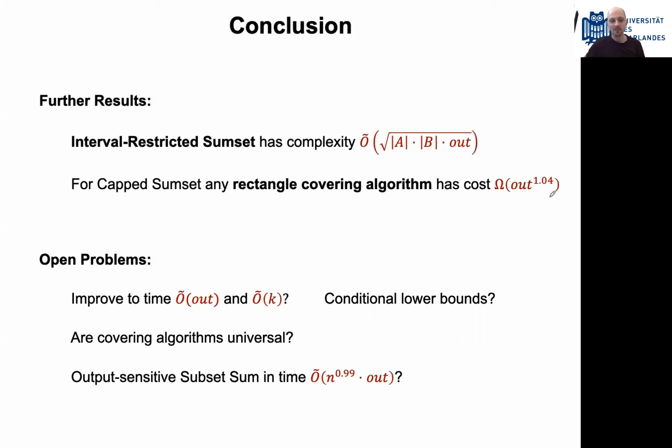Let me finish with this one open problem here. So we looked into the direction of minimizing the exponent of out. You can also look at the other way around, trying to start from this n times out running time and reduce the exponent of n. So you can ask whether there is an n to the 0.99 times out algorithm. And this is actually open. We do not know how to get this right.